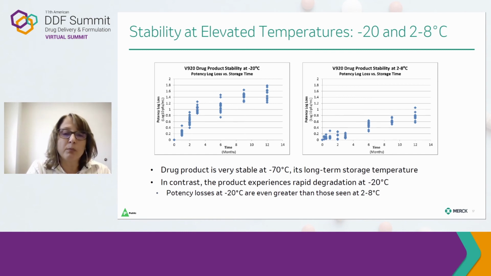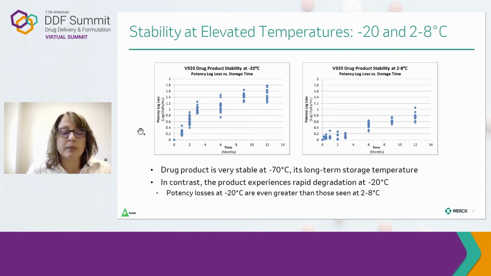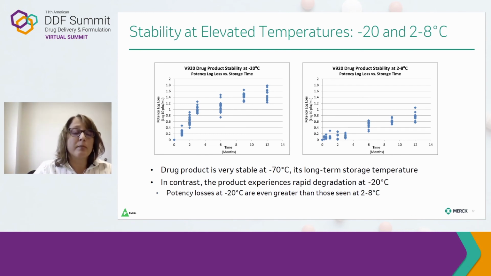But for the product itself, if you put it at -20 C, you can see here, now instead of looking at potency, note that this is potency log loss on your y-axis, and the time is across the bottom in months. Basically, the higher up the value is, the worse the stability is, because you're losing more potency. So this is log loss versus, let's say, a -70 stored control. And you see that in the first, really even 3 months at -20 C, you lose a lot of potency.